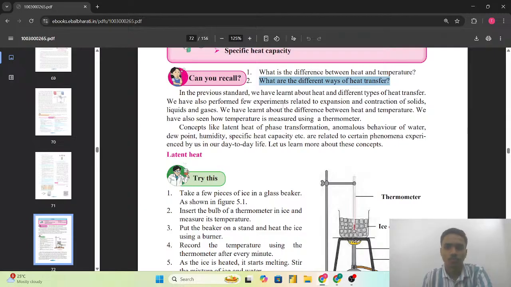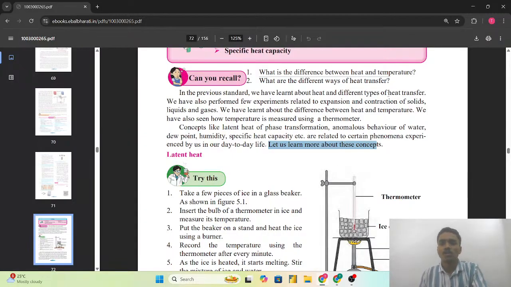We have also performed a few experiments related to expansion and contraction of solids, liquids and gases. We have learned about the difference between heat and temperature. We also have seen how temperature is measured using a thermometer. Concepts like latent heat of transformation, anomalous behavior of water, dew point, humidity and specific heat capacity are related to certain phenomena experienced by us in our day-to-day life. Let us learn about these concepts in this chapter.